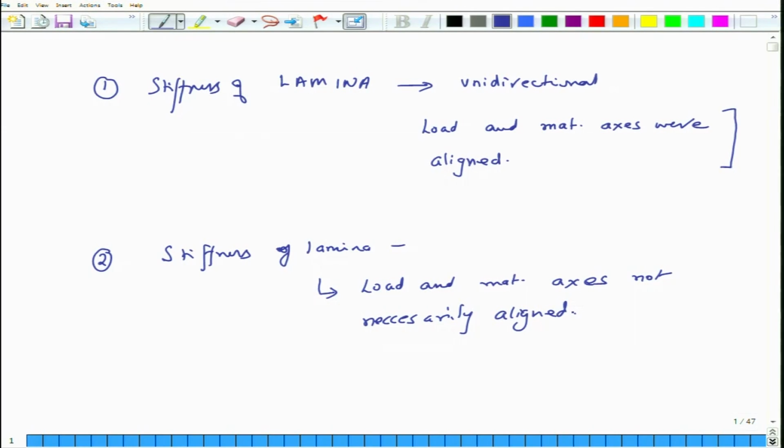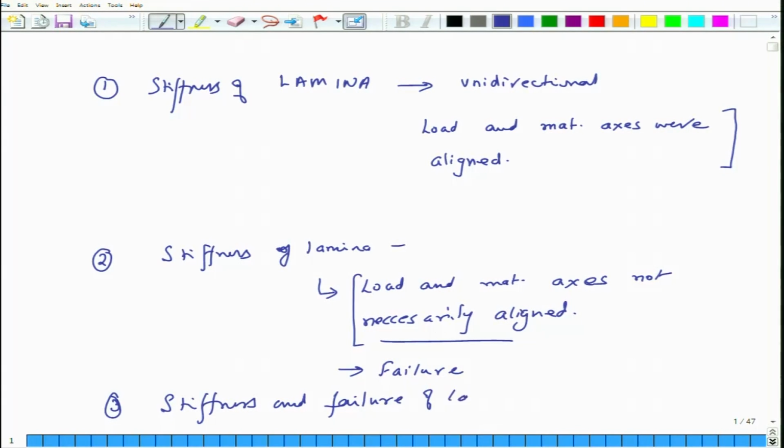So, this is what we learned over the last couple of weeks, and once we did that, we also evaluated how to predict failure in such situations. So, these are the two broad things we have learnt. The next step is stiffness and failure of laminates. This is what we will focus on.